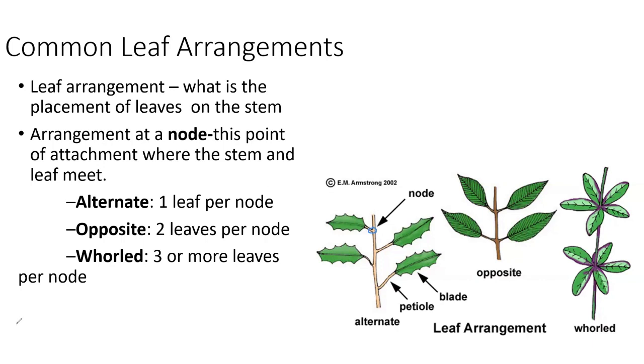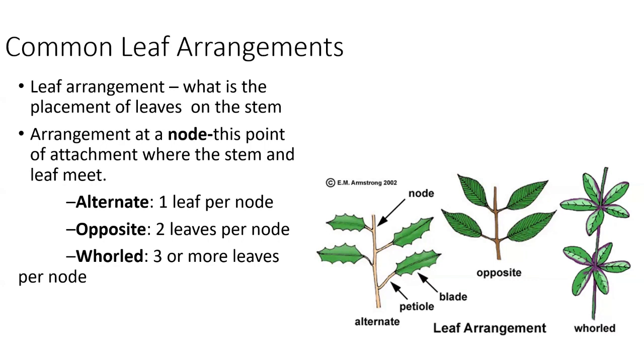And some of our most common arrangements include alternate, so it looks almost like a stair step. Opposite, where there are 2 leaves per node. Or whorl, that means that there are 3 or more leaves per node. And often those whorled, it almost looks like it's in a circular pattern, if you will. All right, so again, some of the most common are going to be alternate, opposite, and whorled.